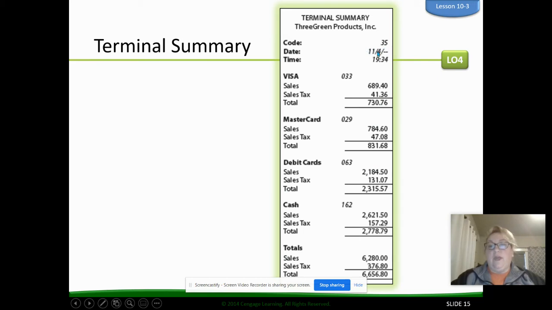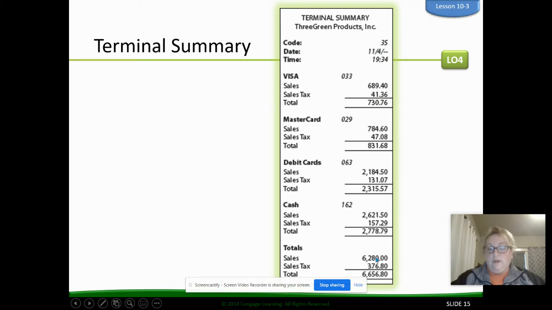So on the 4th, again, of course, it's the best day of the year. We sold $730 in Visa. So this was the amount of the sale, sales tax in total. We sold, it looks like 29 individual transactions in MasterCard, debit cards, cash, and then here's our total sales for the day. And notice this is just for the day. Okay. It's just for the day. So there were almost 300 transactions on that terminal.